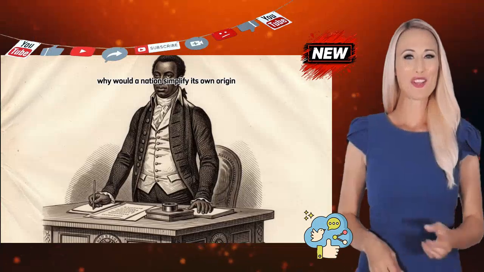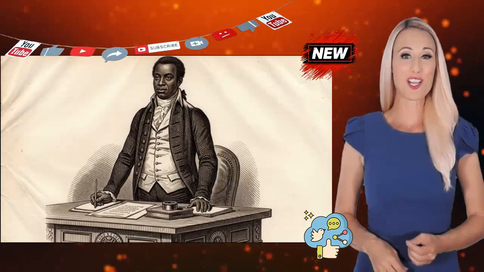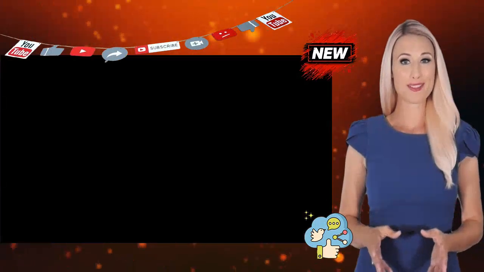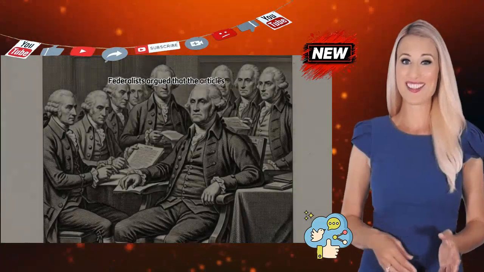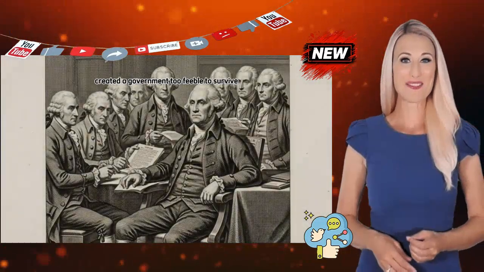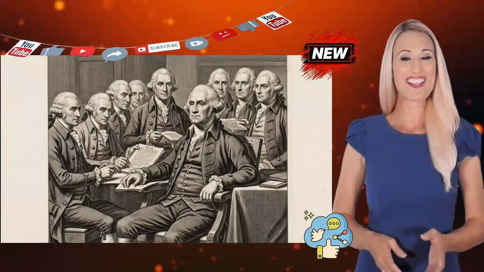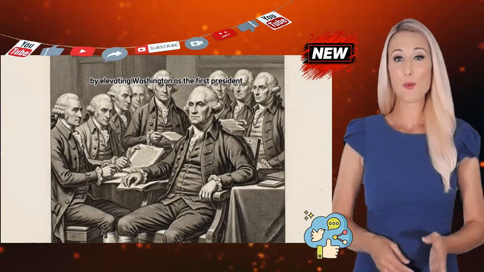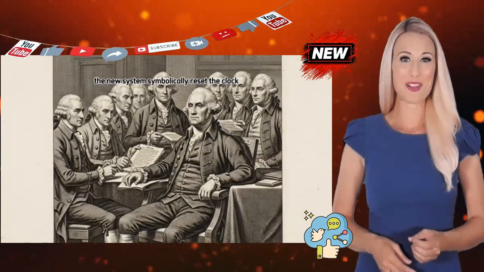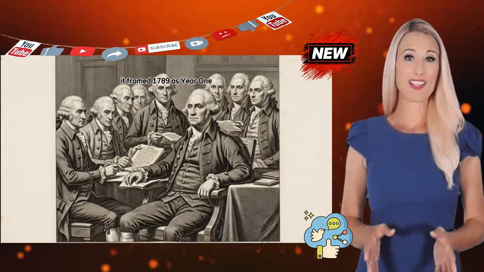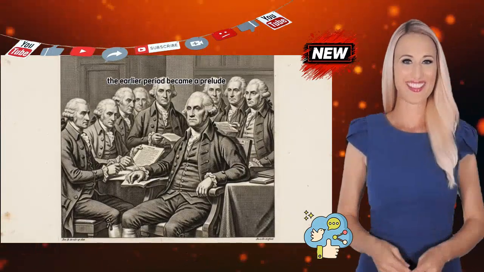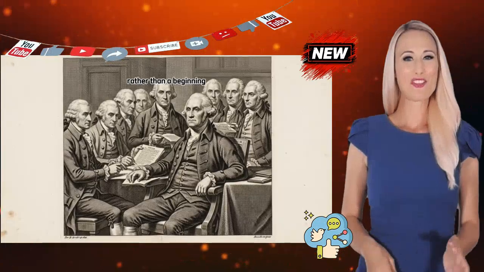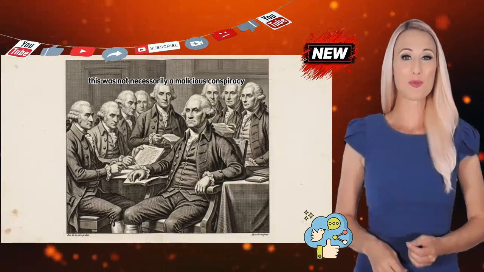Because power shapes narrative. The Constitution was framed as a corrective to weakness. Federalists argued that the Articles created a government too feeble to survive. By elevating Washington as the first president, the new system symbolically reset the clock. It framed 1789 as year one. The earlier period became a prelude rather than a beginning. This was not necessarily a malicious conspiracy. It was nation-building through storytelling.